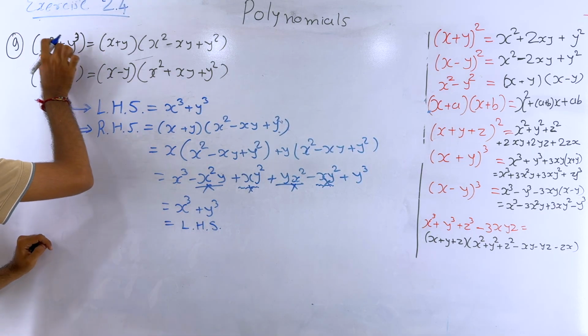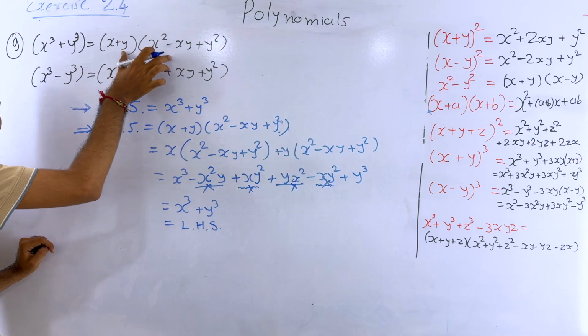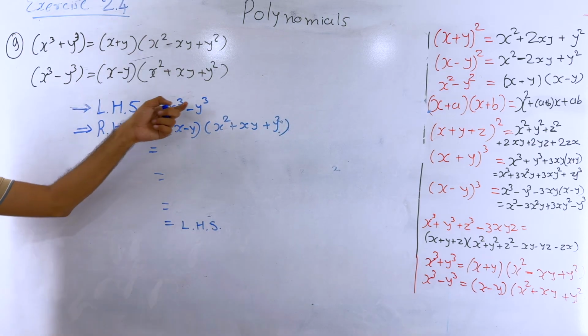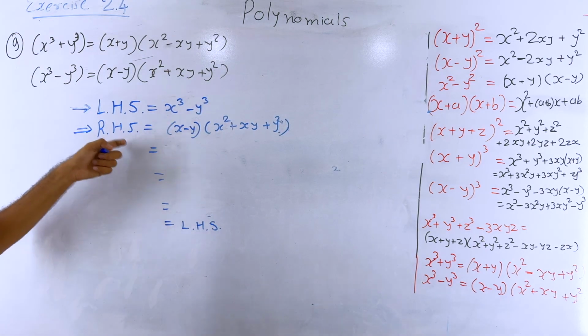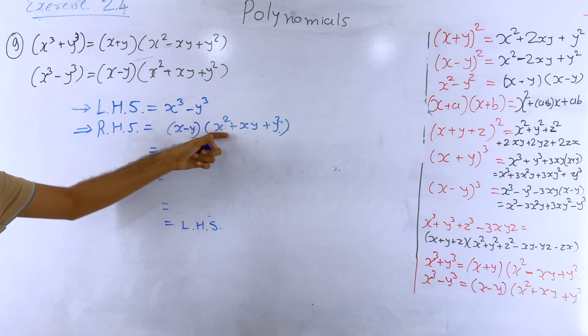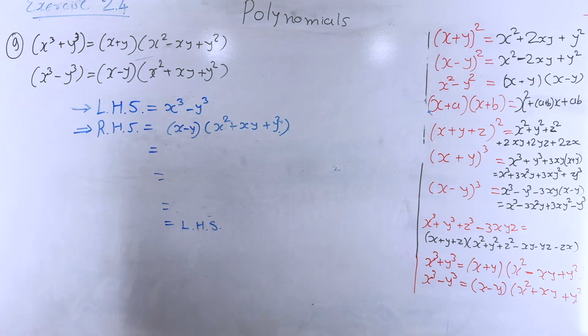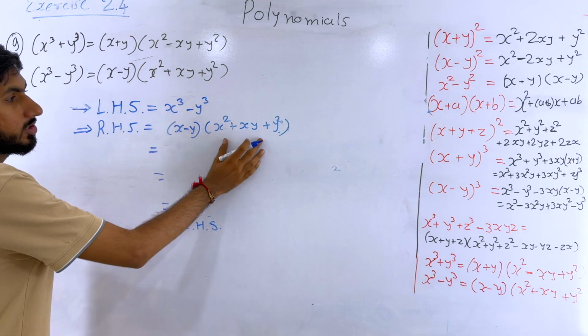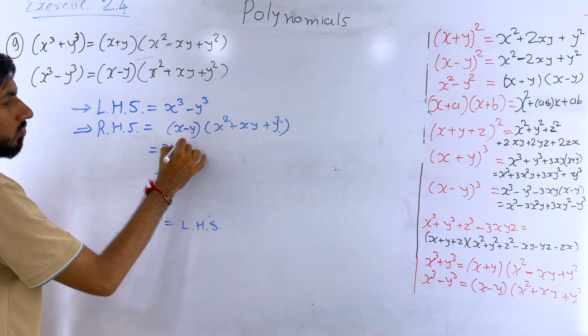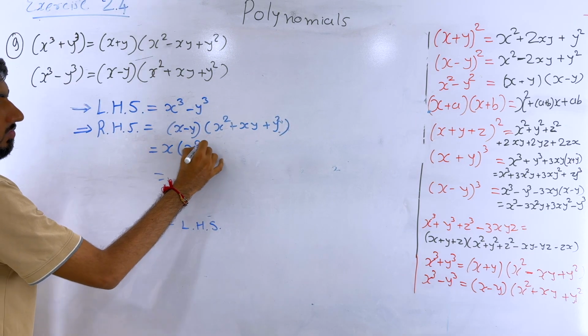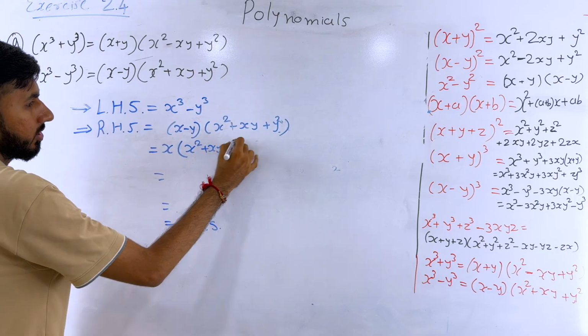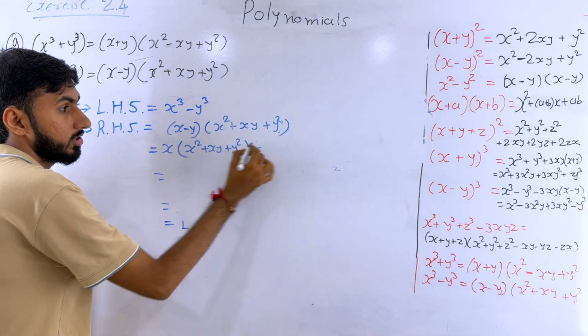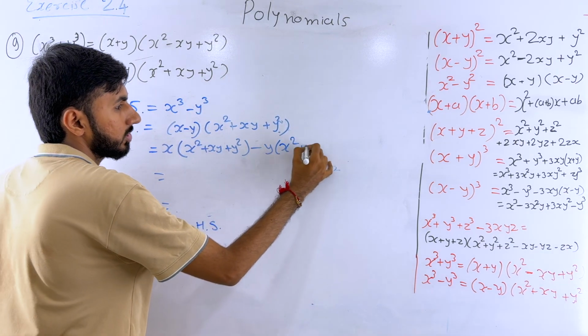Left hand side means the left side of the equal sign, right hand side means the right side of the equal sign. My left hand side is x cube minus y cube. My right hand side is (x minus y) multiplied by (x square plus xy plus y square). Now to multiply these brackets, simply write x multiplied by (x square plus xy plus y square). In the second bracket, you have to write minus y multiplied by (x square plus xy plus y square).